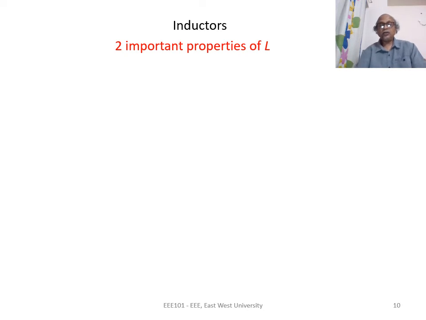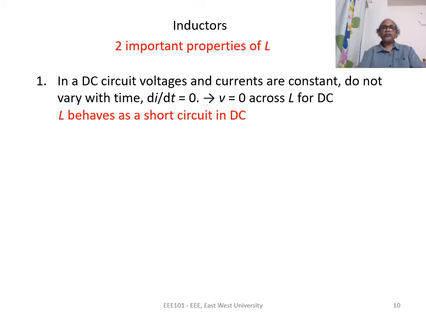Remember, we already know about the important properties of capacitance. In DC, a capacitance was behaving as an open circuit because the current through the capacitance was zero. If we look at the inductance using the mapping, we can argue that the voltage across the inductance is zero, and the inductance behaves as a short circuit. So in DC, the inductance behaves as a short circuit, which is the first property.